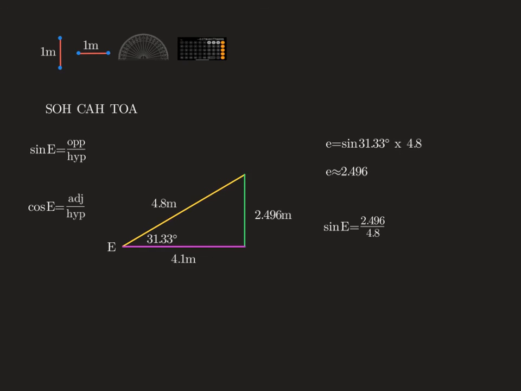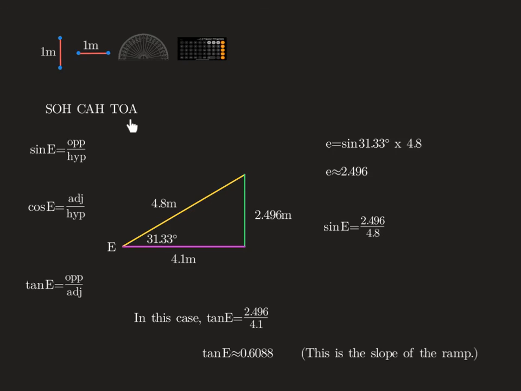Well, the slope is rise over run. The rise is this height and the run is this length. So the tangent of the angle is simply the opposite side divided by the adjacent side. And as you can see, TOA stands for tangent of an angle is equal to the opposite over the adjacent.